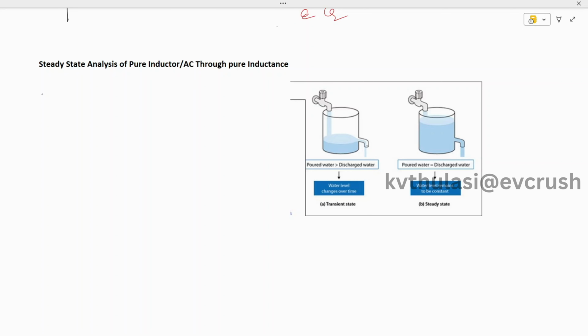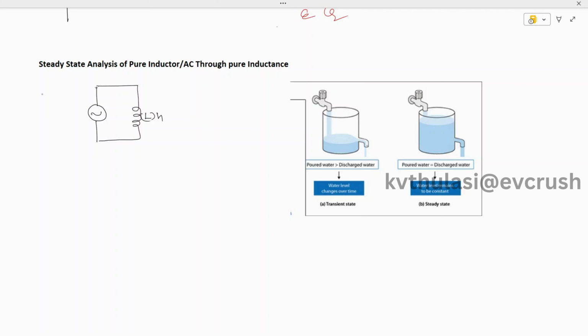Today we are going to learn about the steady state analysis of an inductor, which is also called a sinusoidal supply applied to a pure inductor. Let's try to see here. This is our AC supply applied to an inductor, and the value of the inductor is given by L henries.